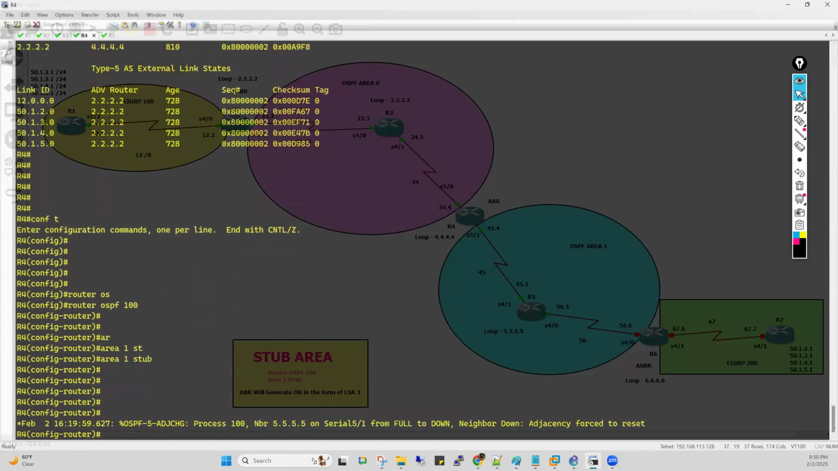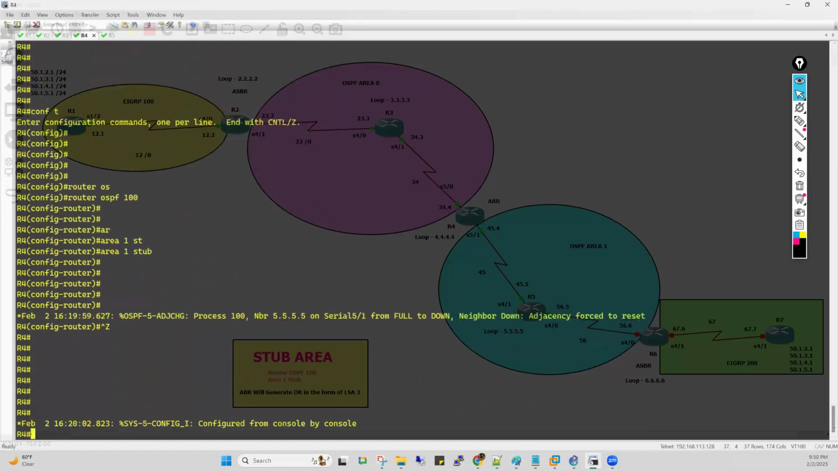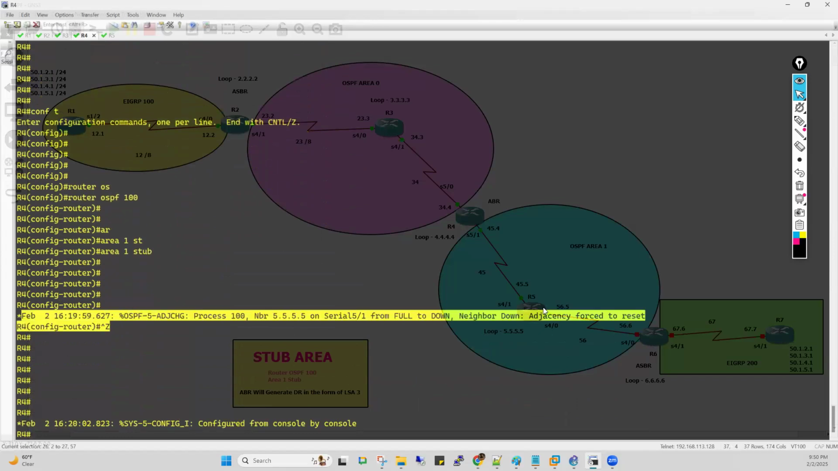When I write this, immediately I receive one message. Please read this log, guys. What happened? Neighborship is down. Where is the neighborship down? Can someone tell me with whom the neighborship went down? With 5. Yes, the neighborship went down with 5.